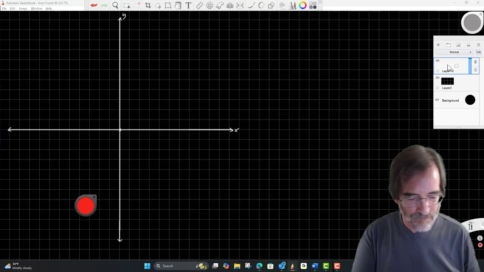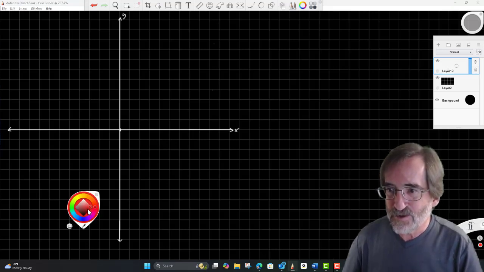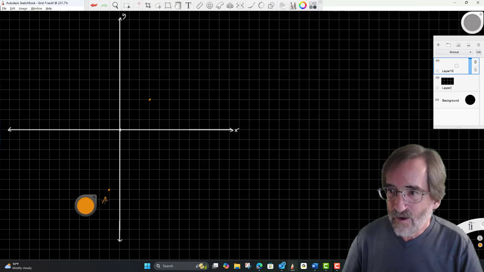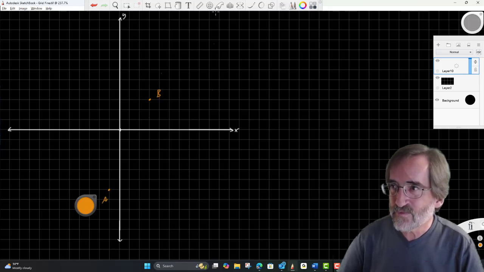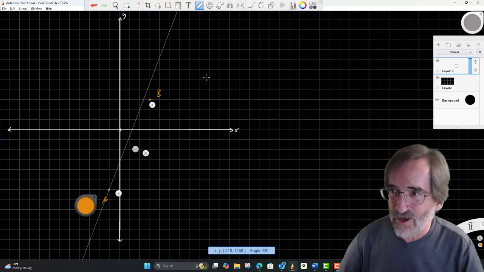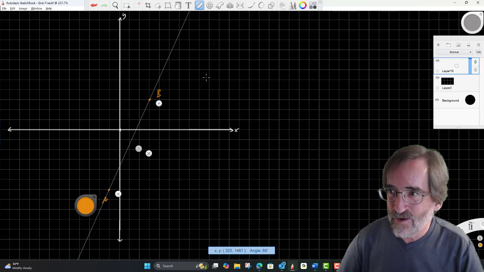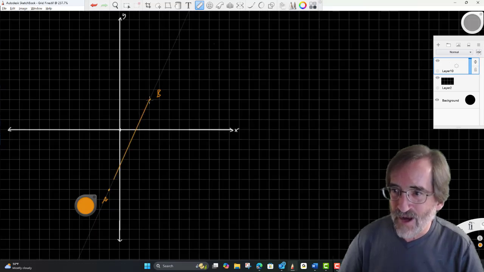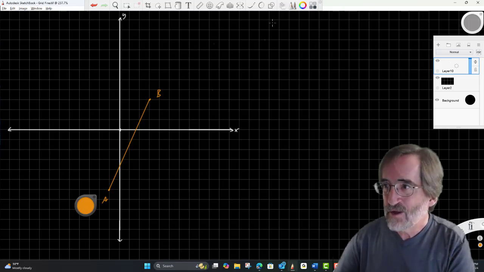So let's try another. Let's change colors here. How about orange? A point right here and a point right here. A, B. Okay. And I'm not going to make up a ratio out of the blue here. I'm going to try to make up a ratio that works out mathematically, because, as you can imagine, there's going to be a lot of fractions involved. So 2, 4, 6, 8, 9. Okay, we can do this.